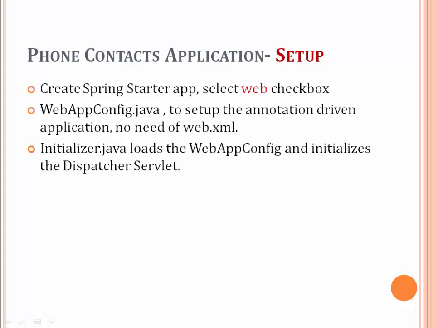Welcome to lesson 1. Here we'll go through how to create a Spring Boot web application. To get our application up and running, we have written code in two Java files. The first file is WebAppConfig.java. We have a completely annotation driven setup and hence don't require web.xml. This file is loaded using Initializer.java.